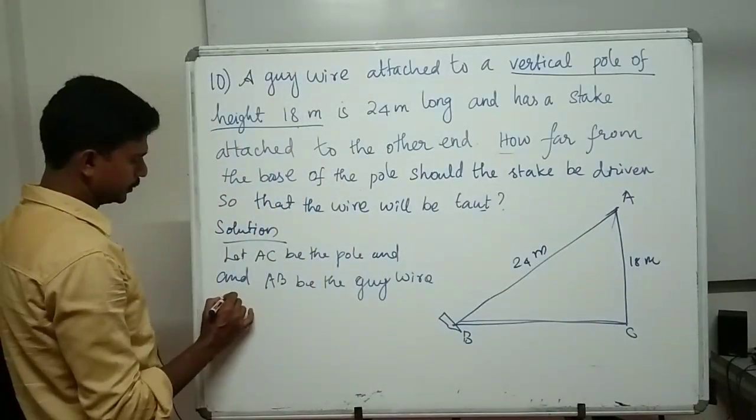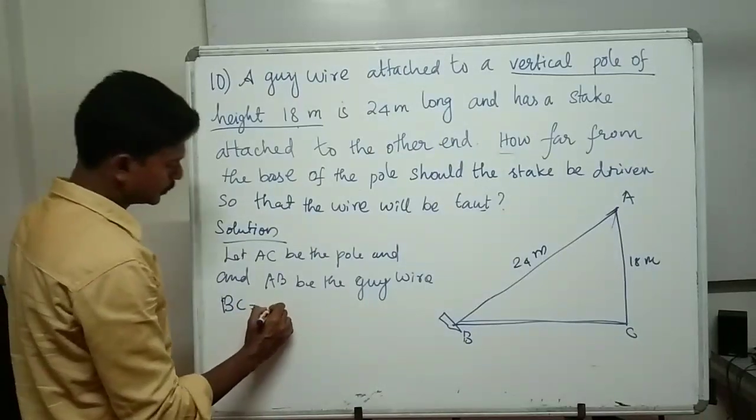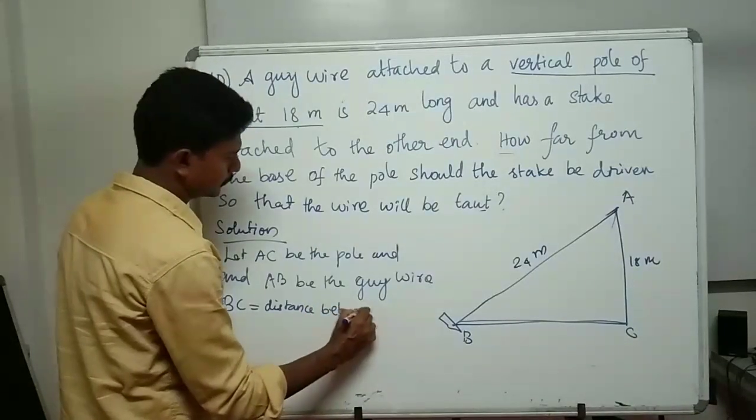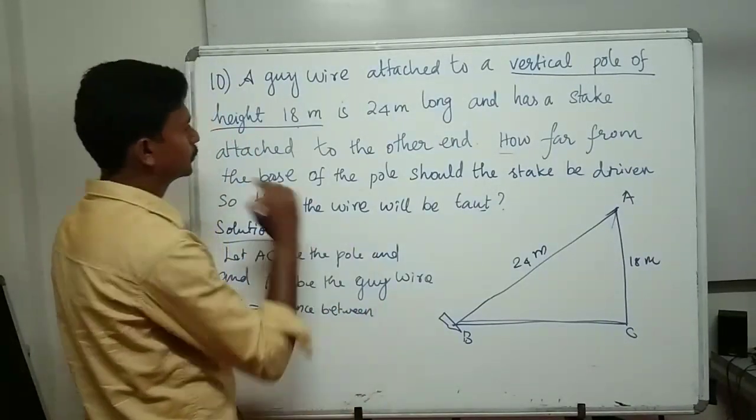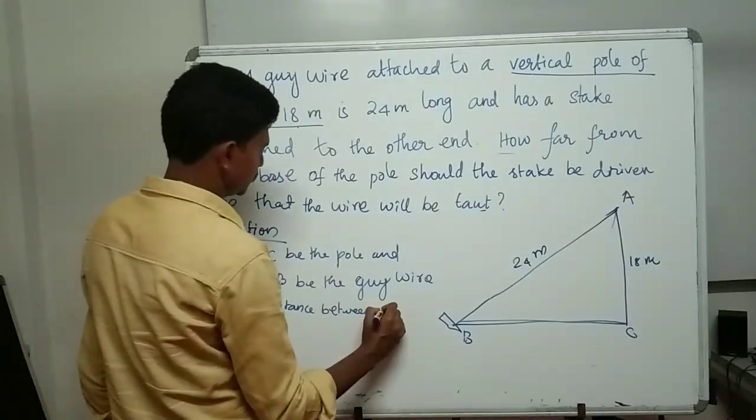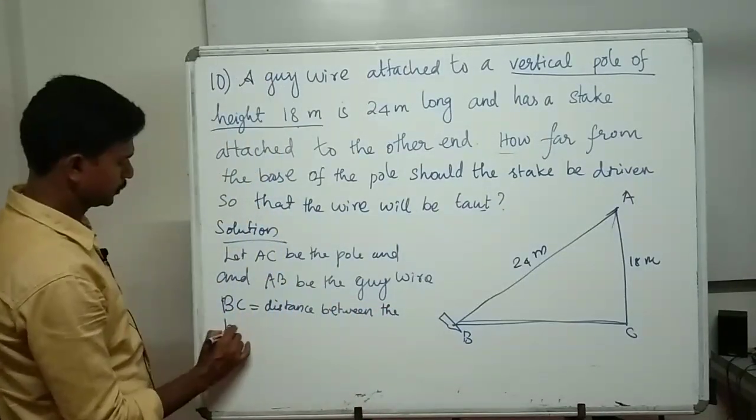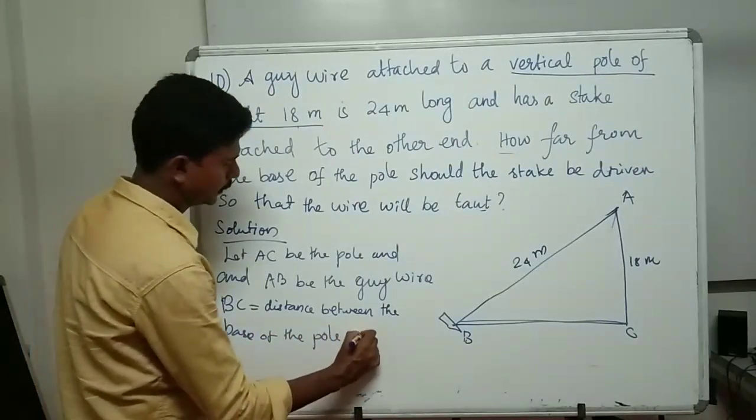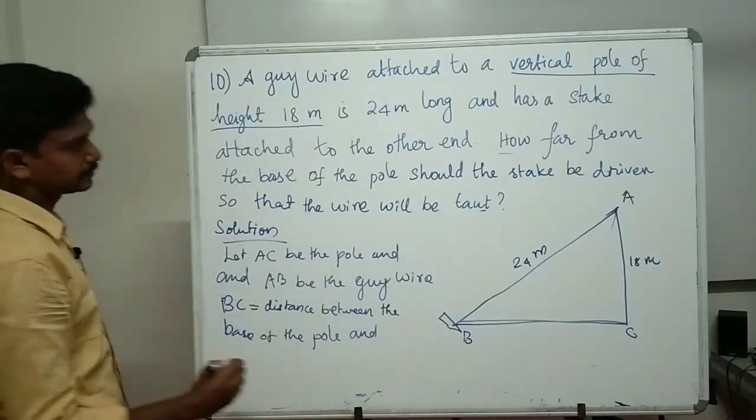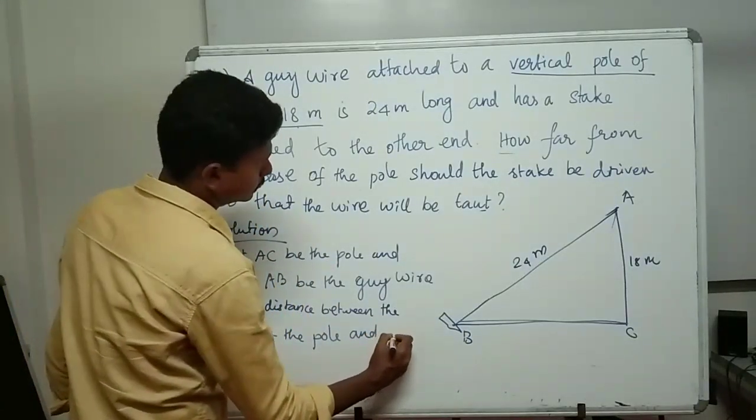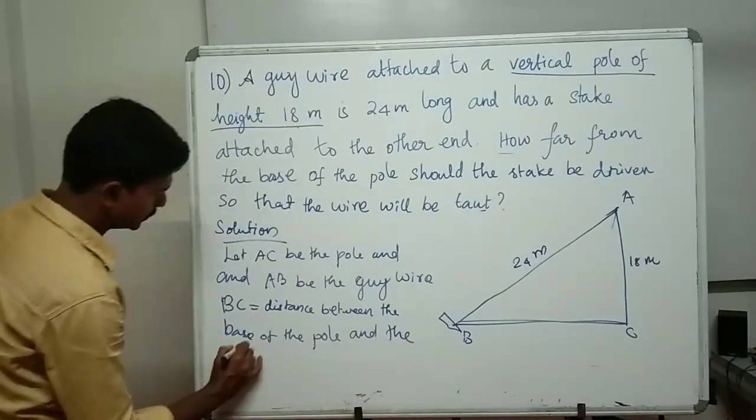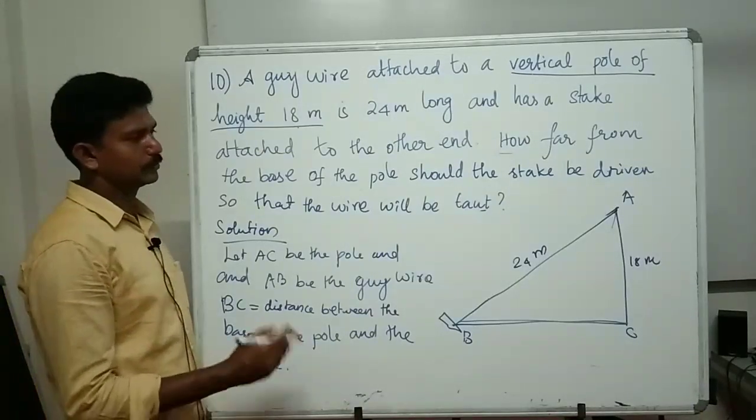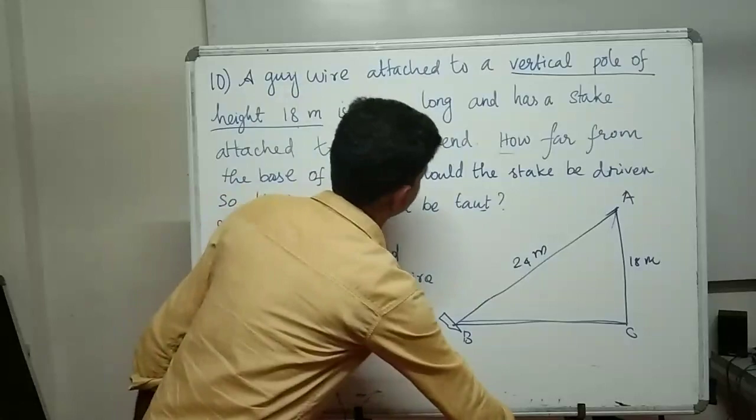So BC is equal to the distance between the base of the pole and the stake. So now we can use the Pythagoras theorem. We can apply and find the answer.